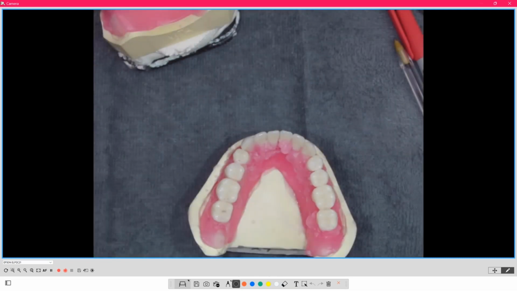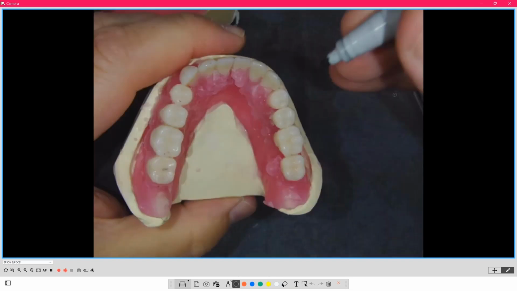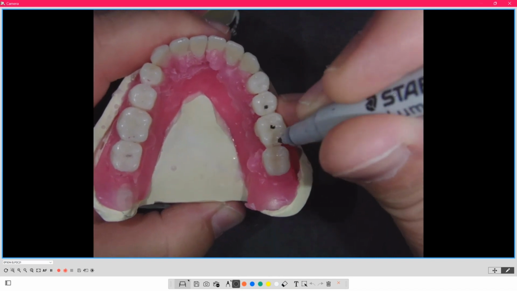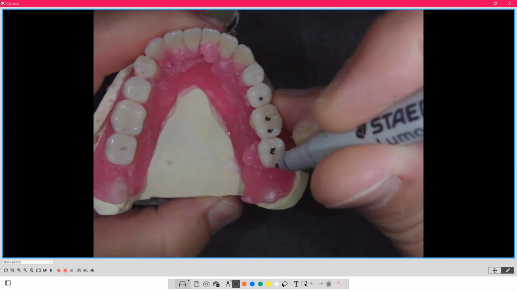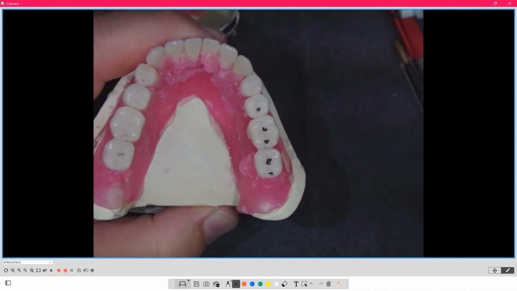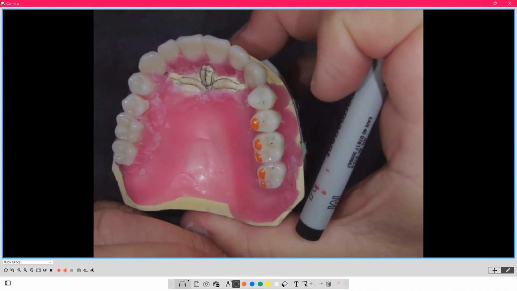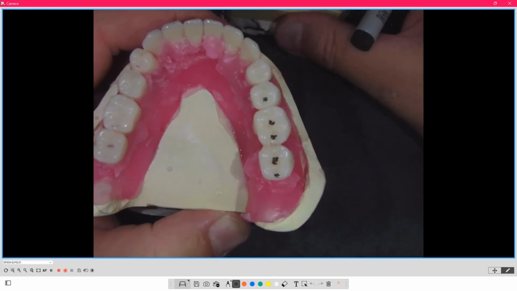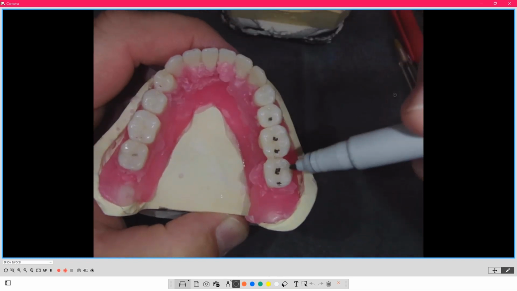And then inside, from the cusp tip perspective, the lingual cusp rests in these bowls, okay, that I've just marked in black. So these red ones coincide with the black. And that's kind of the main concept.